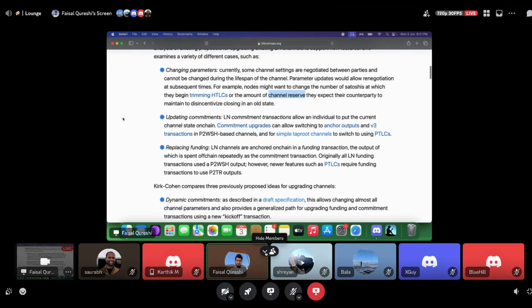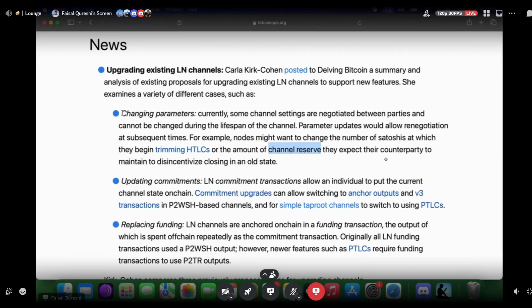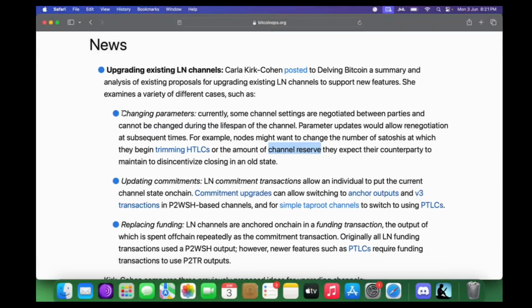Okay, so this is one proposal, changing the parameters. Without closing the channel, during the lifespan of the Lightning channel, if the two channel partners amicably decide that, hey, we want to change the value that we stipulated at the advent of this channel for trimming HTLCs, they can do that. Or if they want to change the amount of channel reserve, they can do that. These are just two examples, and there can be a lot of static parameters that are locked in, quote unquote, at the advent of a Lightning channel. So they can be changed during the life cycle of the Lightning channel without having to close the Lightning channel.